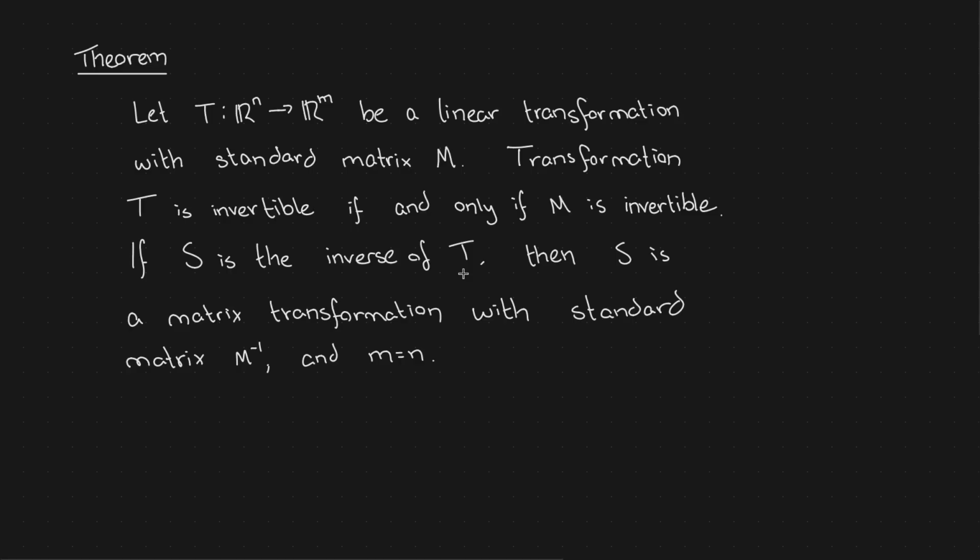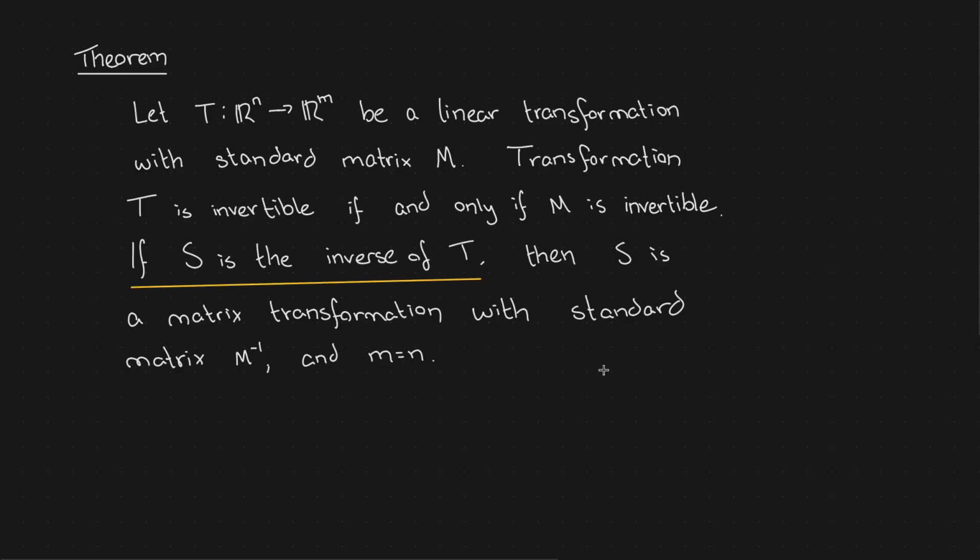Now, just to be clear, not every linear transformation is invertible, just like not every matrix is invertible. But transformation T is invertible if and only if matrix M is invertible. Now, the kind of inverse we're talking about is different in these two cases. Here, when we say T is invertible, we mean a functional inverse. When we say M is invertible, we mean a matrix multiplication inverse. Okay? But they are related, and that's what this theorem is saying.